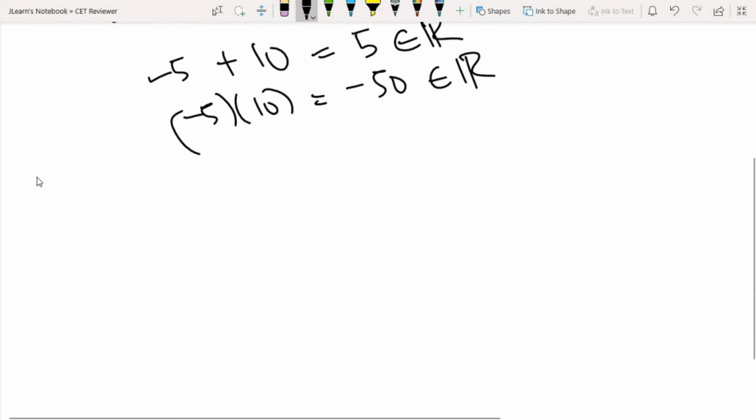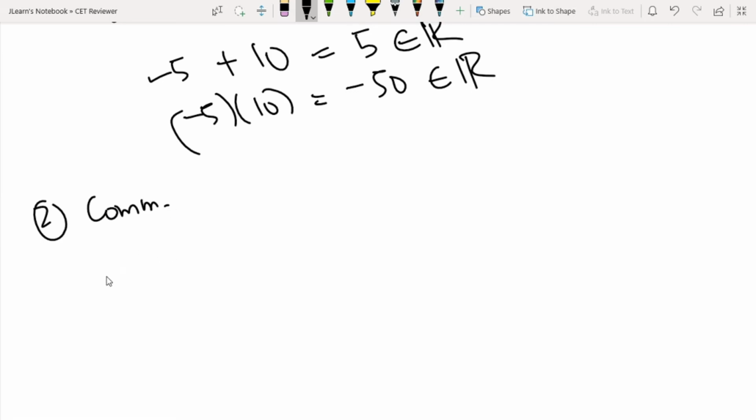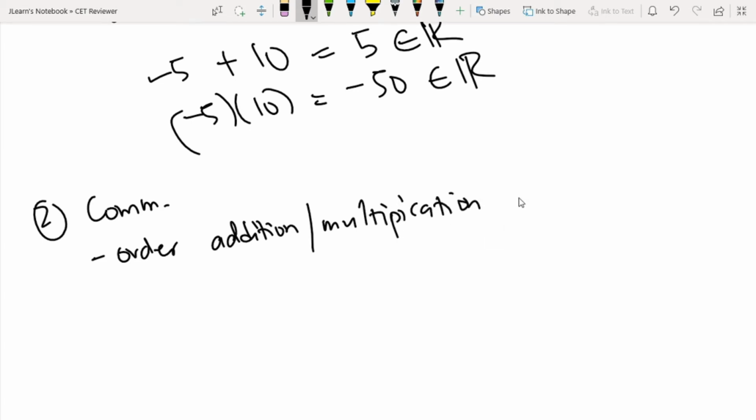Next is the commutative property. Okay? So, commutative. So, basically, the order, okay? Order ng addition or multiplication does not matter. Okay?